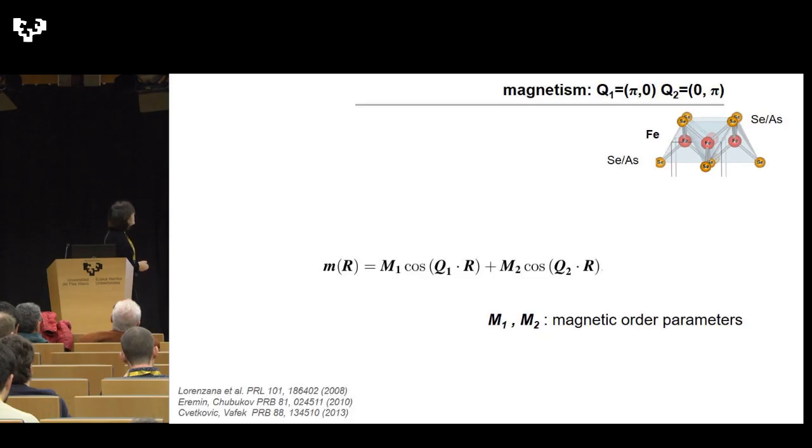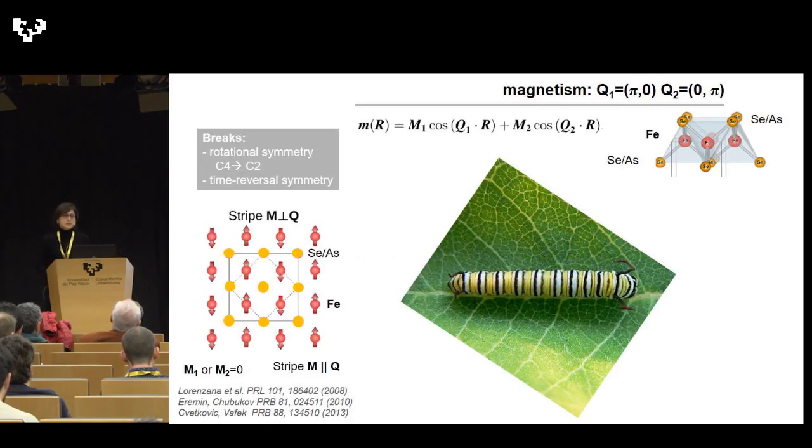So the most commonly observed magnetic order in these materials is what we call the stripe order. And the stripe order, in fact, requires the breaking of the C4 symmetry into a C2 symmetry, as well as time reversal symmetry. So the stripe order, if we write it in the general expression of the magnetic order, corresponds to either setting M1 to 0 or M2 to 0. And it's striped because it's ferromagnetic in one direction and antiferromagnetic in the perpendicular direction. So it makes stripes, like in a caterpillar.